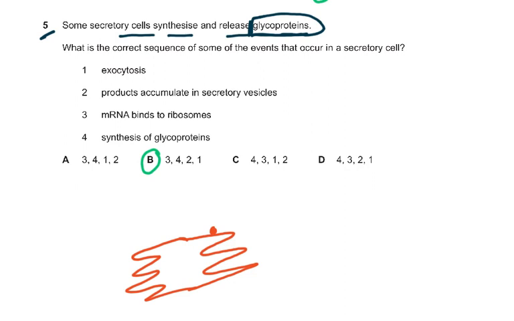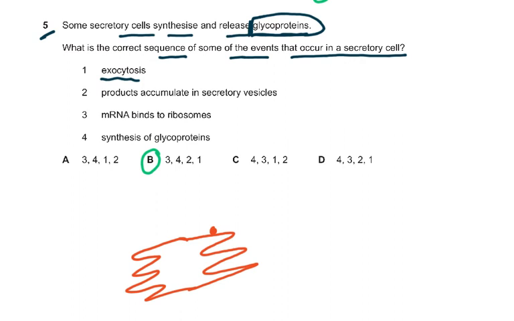So we all know this very clearly. Exocytosis would be the last thing. You don't have many choices in that being the last thing. There's only choices between B and D. Okay, what is the correct sequence of some of the events that occur in a secretory cell? Now, how do you start going about this question?